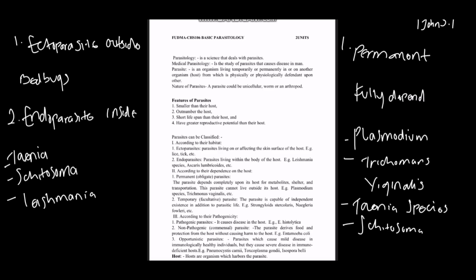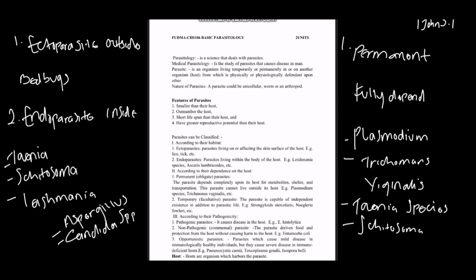Alright, now let's move to the temporal parasite, which is also called the facultative parasite. These are parasites that can live freely, that is, they can survive outside the host. They are not fully dependent on the host. Examples include the Strongyloides stercoralis, the Candida species, and also the Aspergillus species. They are examples of temporal parasites that can survive on their own.